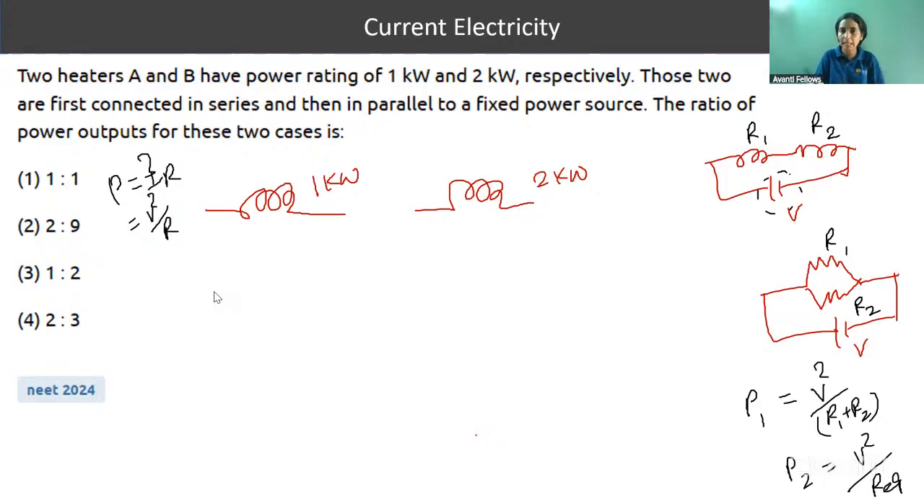So this is how we will calculate it. Now the question is how to calculate R1 and R2. So let's say here the power rating is already given. We can calculate the resistance in terms of voltage V.